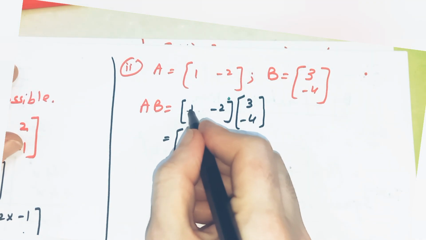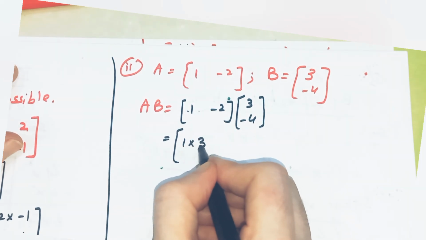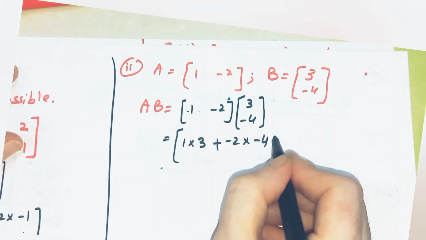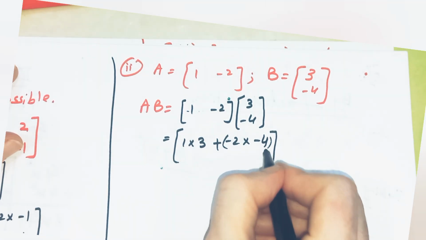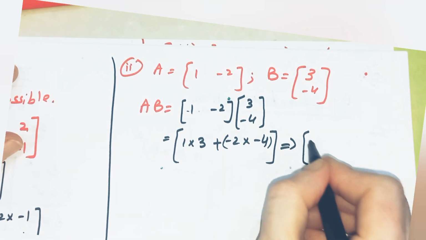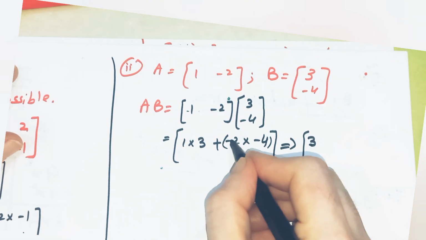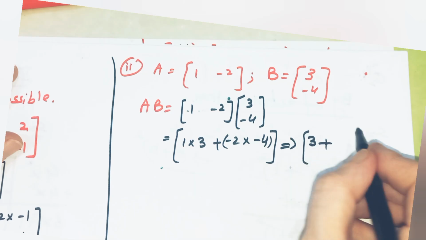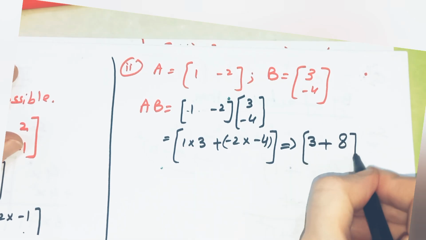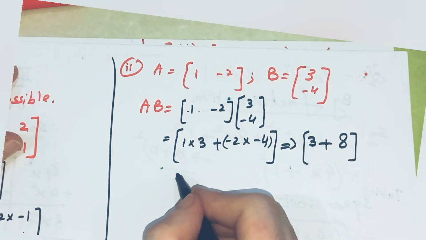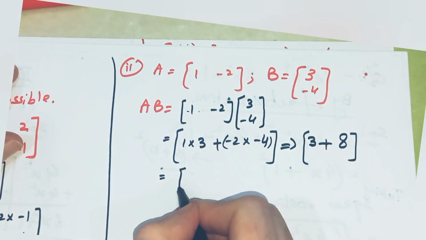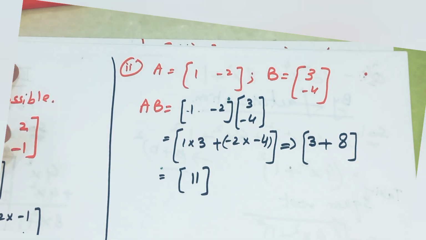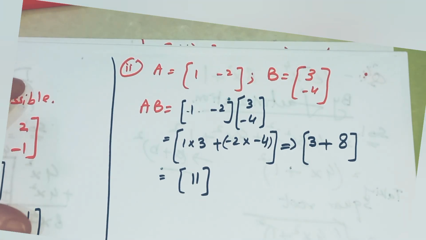Now rows to column, because we have to multiply, 1 multiplied by 3 is 3, minus 2 multiplied by minus 4, and in between the sign is plus, therefore we will use brackets. 3 ones are 3, minus minus is plus, and the plus also, this one is plus, minus minus also plus, 2 fours are 8. 8 and 3 is 11. This is the answer of our question.